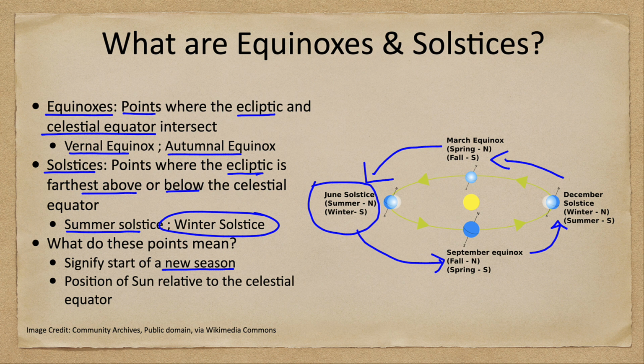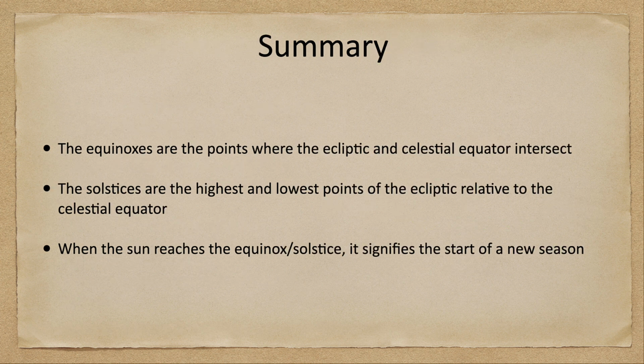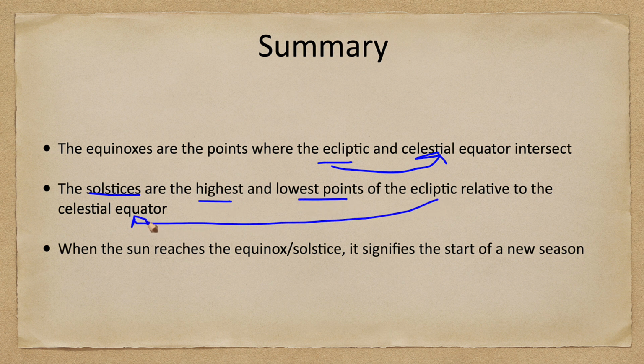So let's go ahead and finish up with our summary. What we've looked at this time is the equinoxes and solstices. The equinoxes are the points where the ecliptic and the celestial equator intersect. There are 2 of those, and that is the spring and fall equinoxes. The solstices are the highest and lowest points of the ecliptic relative to the celestial equator.